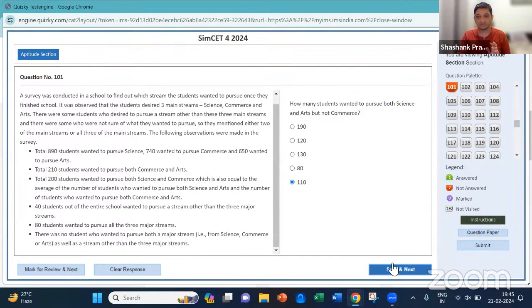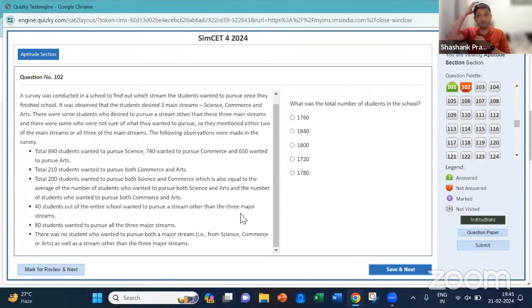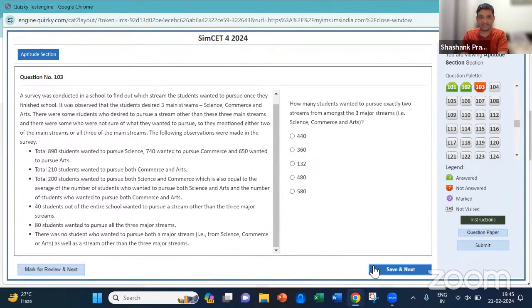Let's go for this. Total number of students in the school. Okay, I was thinking about this, right? So 2040 is what I had got, and I subtracted 720 from it. So 2040 minus 720 was 1320 is what I got, right? So 1320 plus 360, which is 1680. 1680 plus 80 is 1760, and 1760 plus 40, 1800. So I'll go for 1800 here. I think I'm on the right track. Let's see.